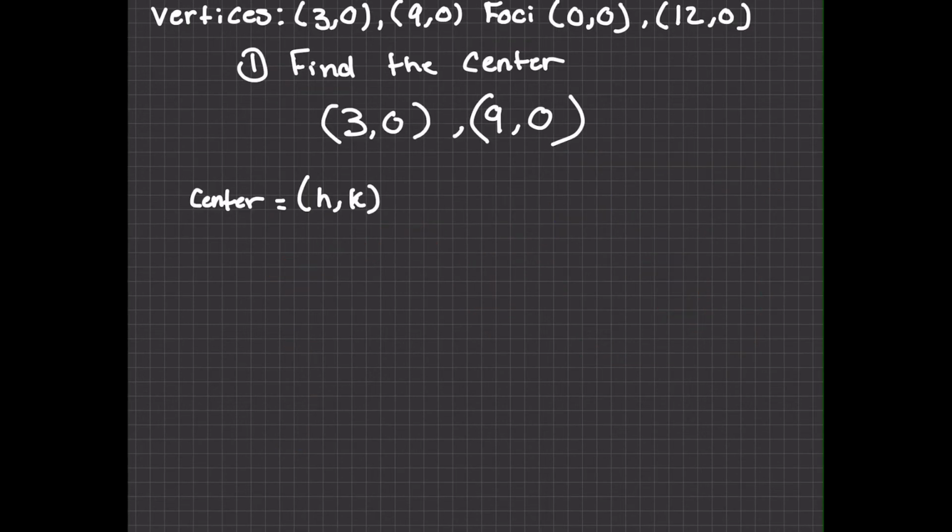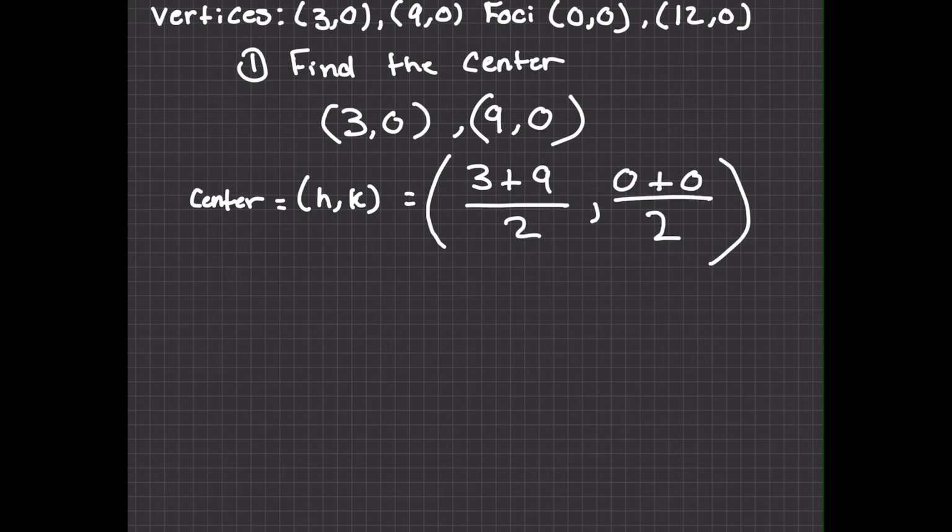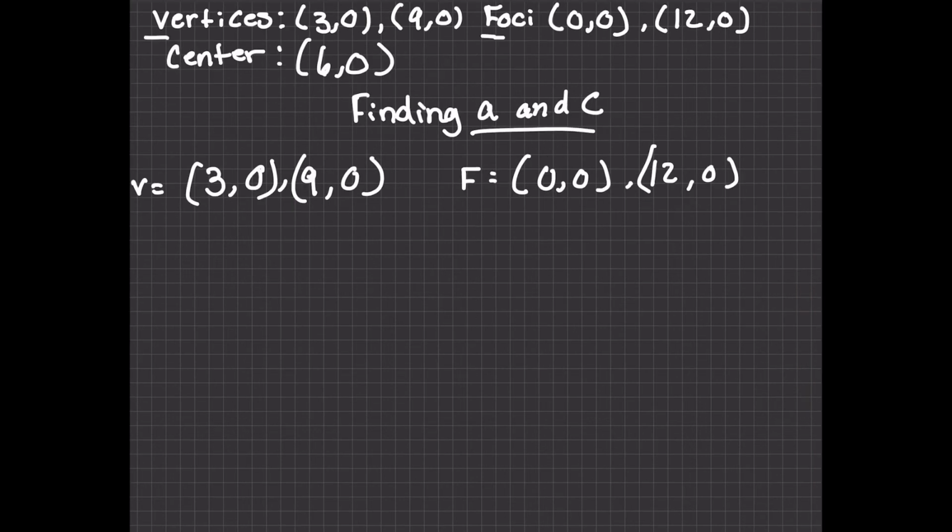Now we're on to our final, and we have to find our center. This is how we format it without a graph. Center equals H and K, we plug it in, and we divide by 2, and this should give us 6, 0. Now we have to find A and C. So we have to take 3 and 9 for A squared, which equals 6. And for C squared, we have to take 12 minus 0 and divide each by 2, and we should get our answer.